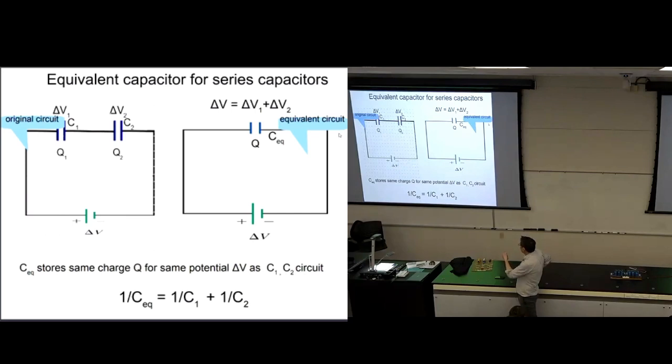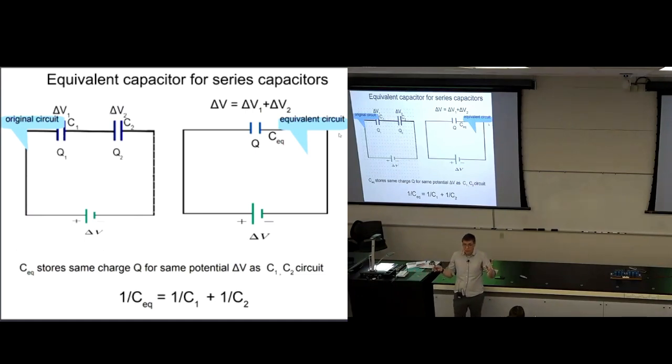What capacitance does that? Well, the equation is down here. This equation says that the inverse, the reciprocal of the equivalent capacitance, is equal to the sum of the inverses of the individual capacitances. So 1 over C equivalent is 1 over C1 plus 1 over C2. So that's the rule for capacitors in series with one another.